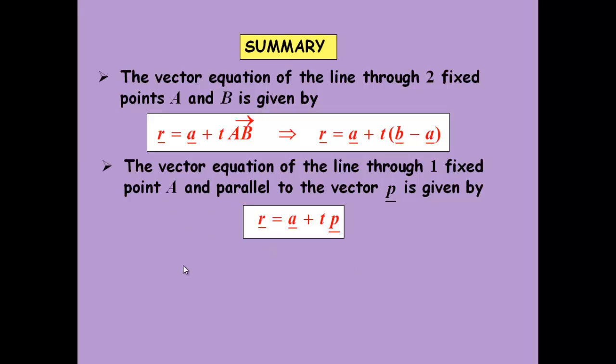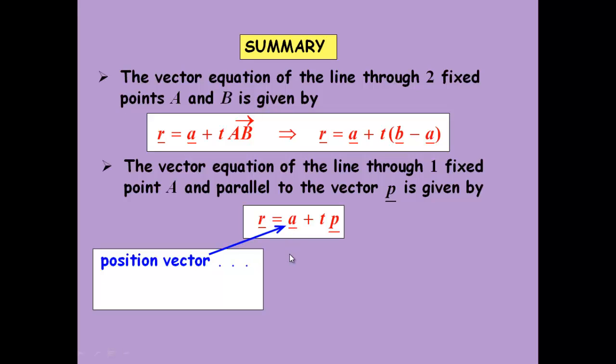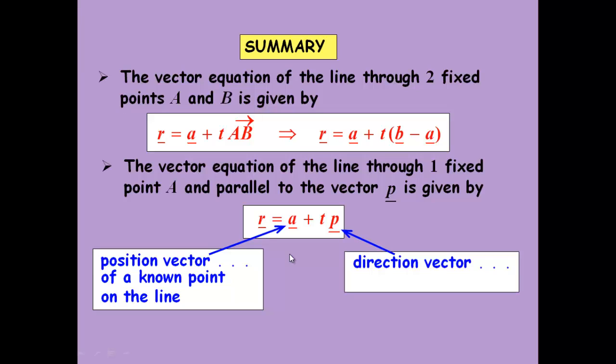We can also use a vector that's parallel, like P in the example, and any fixed point on the line. So that's a position vector of a known point on the line, and this is a direction vector of the line, of a line parallel to the line or collinear.